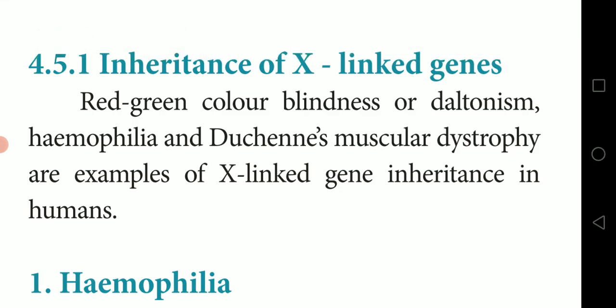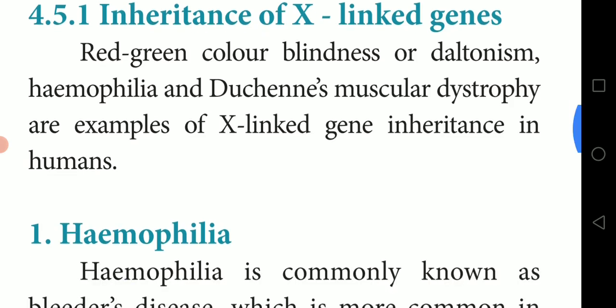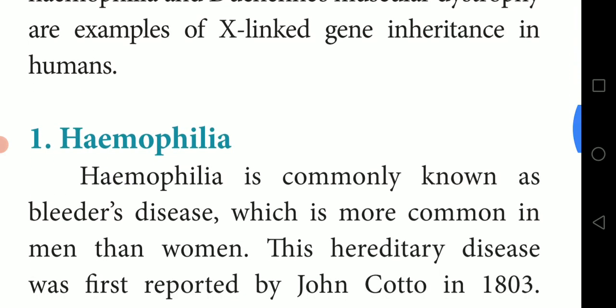The examples given are red-green color blindness or daltonism, hemophilia, and Duchenne's muscular dystrophy. These are diseases, and they are examples of X-linked gene inheritance in humans. So what is X-linked inheritance? They'll ask you this. Just underline it. Important one, 2 marks are possible. We'll see one by one.